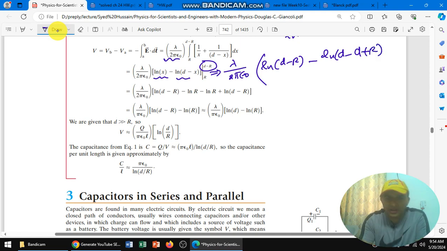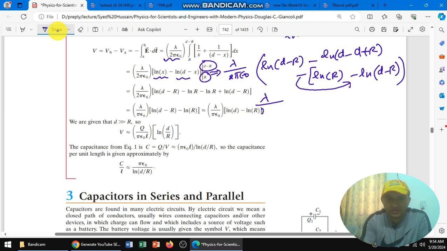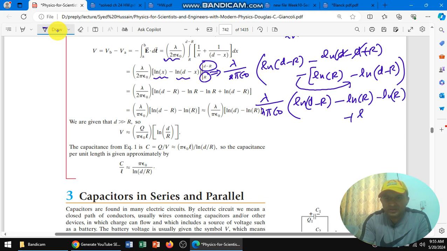Okay, so this is upper limit minus lower limit. So the lower limit is r, we put r. So log of r minus log of d minus r. Okay, so this negative and this negative will become positive, so we are left with lambda over 2 pi epsilon naught log of d minus r minus d, and d will be cancelled, so we have minus log of r. So this is minus log of r again, and then this minus and this minus become plus, so log of d minus r.